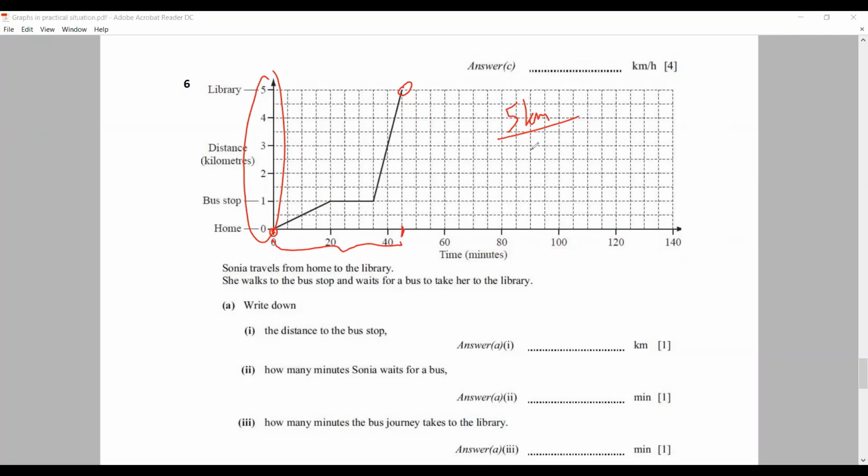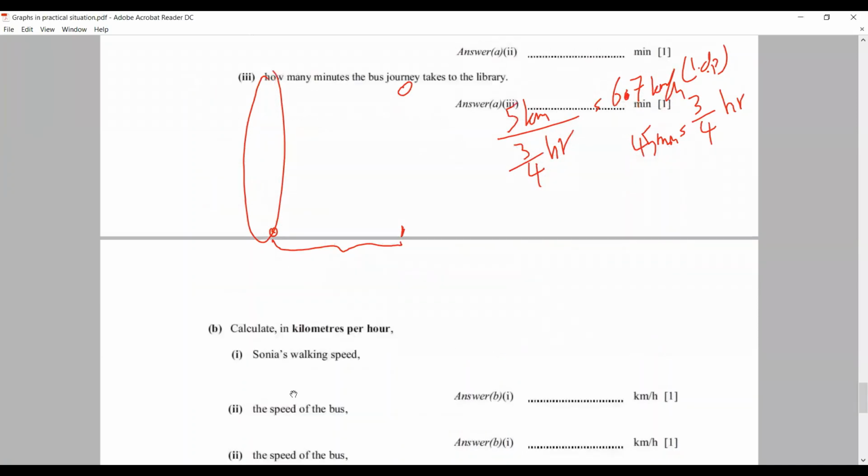45 minutes is 3/4, right? 3/4 of an hour. This is equal to 45 minutes. So you divide it by 3/4, and the answer you get is basically 6.7. You round it to 1 dp, and that should be kilometer per hour, right? Or 20/3, right? If you want to leave it as a fraction.